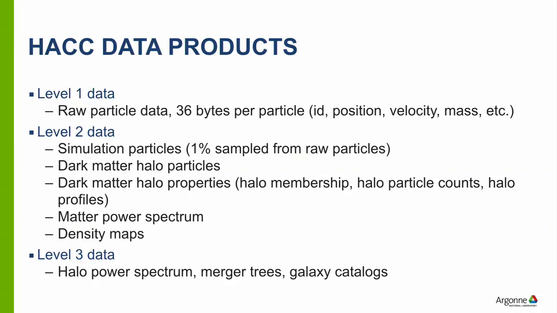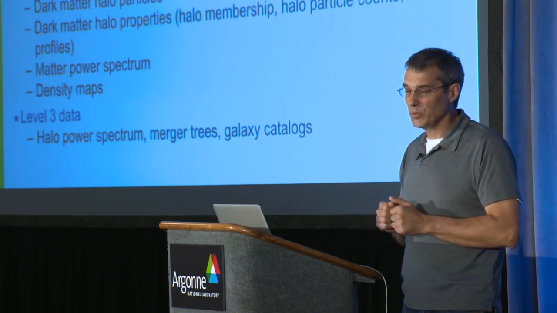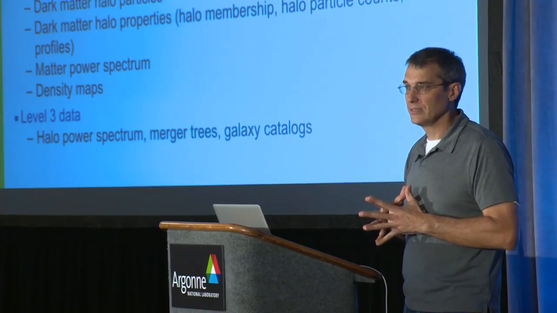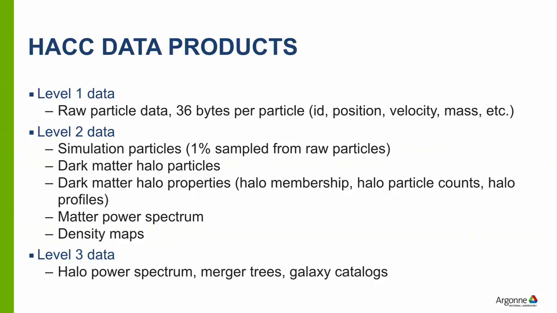The distribution is also described by a power spectrum. In this case, we talk about matter power spectrum. There are maps made of the density distribution. There are a lot of products here that are smaller than the level 1 data, but still very significant in size. And smaller than those yet are level 3 data that are the results of analyses of the level 2 data. So here we're looking at, say, power spectrum of the halos that are identified in the clustering analyses at level 2.